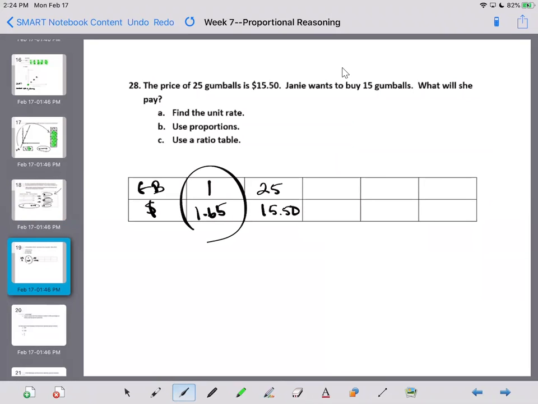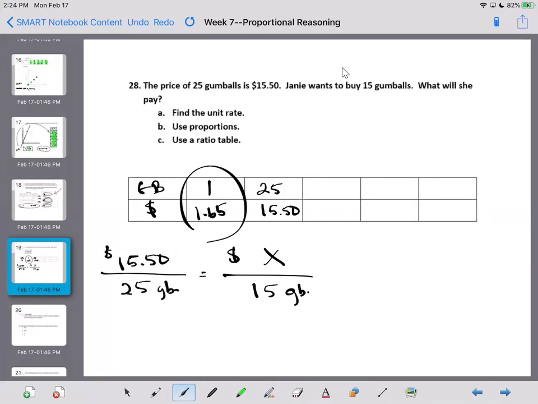If I wanted to use proportions, I could say, well, I've got $15.50 compared to 25 gumballs. I just want to know, well, how much would that be if I wanted 15 gumballs? Well, one thing you could do is cross products. You could say 25 multiplied by X is 25X. $15.50 multiplied by 15 is $232.50. So you're doing this cross product.